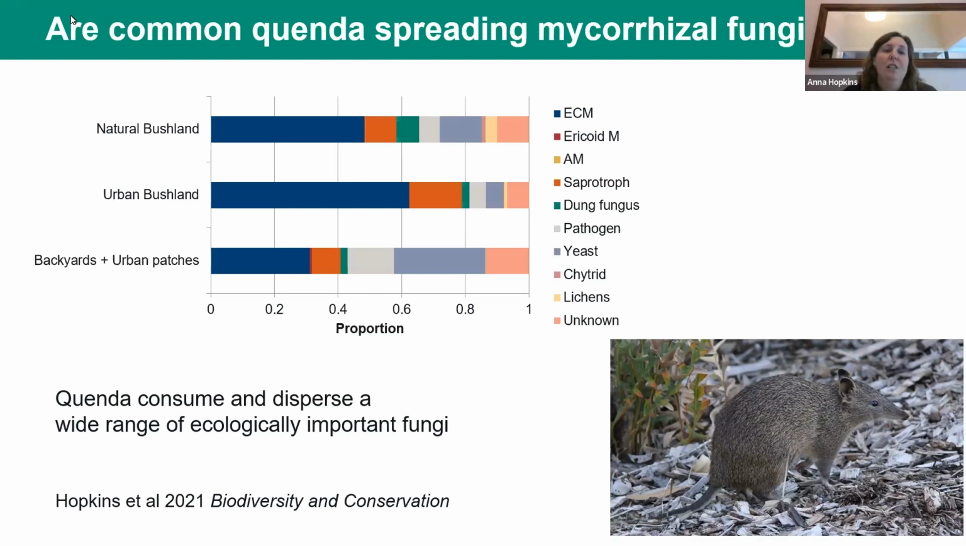But when we looked at the different functional groups of those fungi, we found that a significant number of them were actually ectomycorrhizal species that produce macroscopic fruit bodies that are likely to have been eaten deliberately by the quenda.